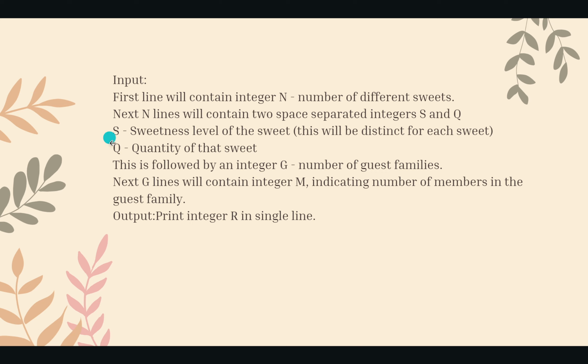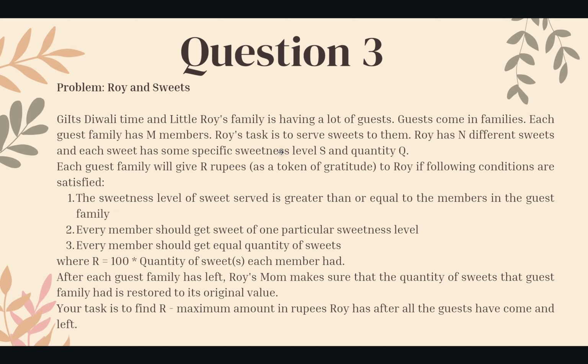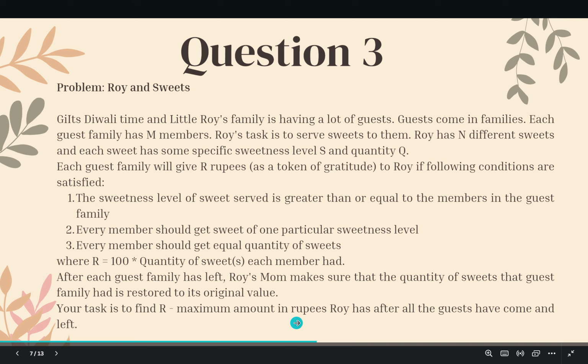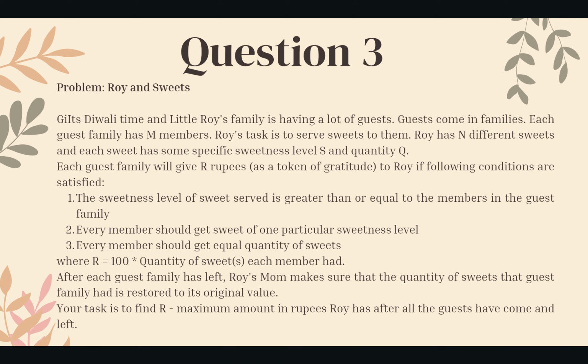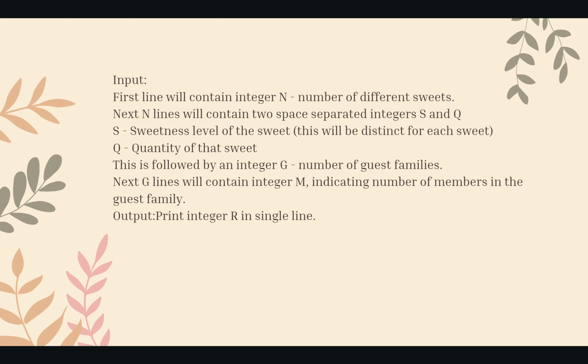This is the input and this is the output. You should print an integer in a single line, and you are given the sweetness level of a sweet and the quality of that sweet. Read the question and understand it. If not, Google it, or you can use ChatGPT too. It will give an answer. A few of my friends have informed me that this question was given, that's why I prepared this. Please take a screenshot and Google it, or take the help of ChatGPT.